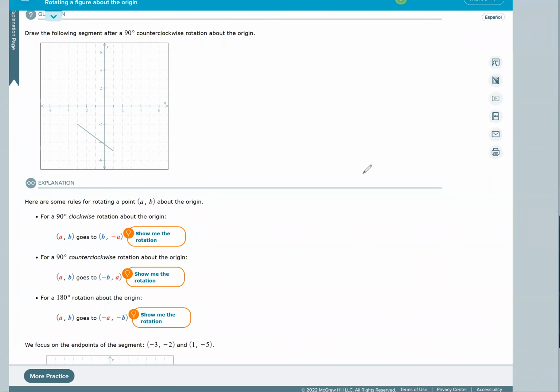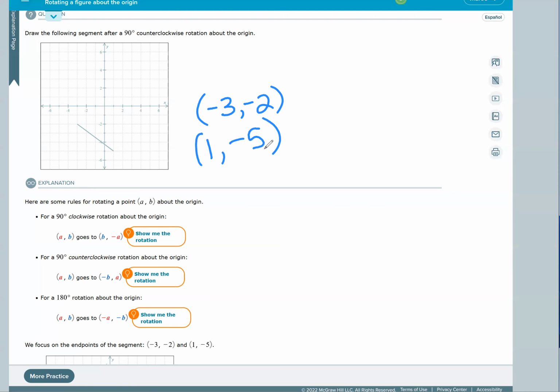This topic is rotating a figure about the origin. When you have a figure that's drawn on the coordinate plane, the vertices of that figure are points. So I'm just going to look at this example that's at the top of the page. First, I want to find the point that's on each end. So the first one is (-3, -2). The second point, the other endpoint, is (1, -5).